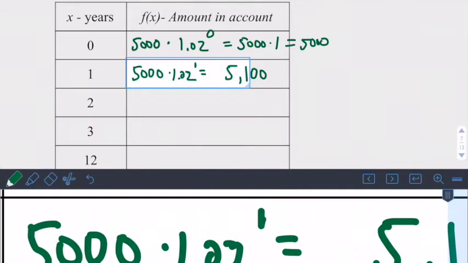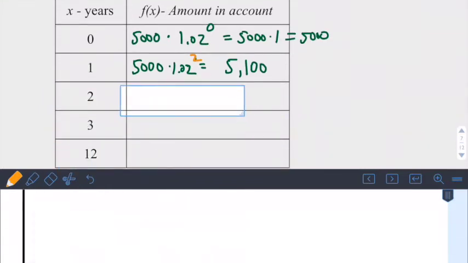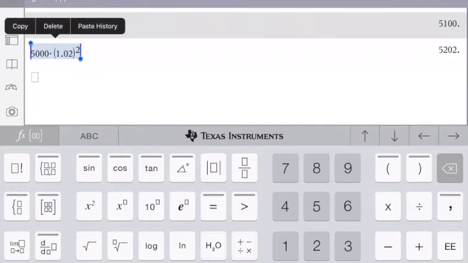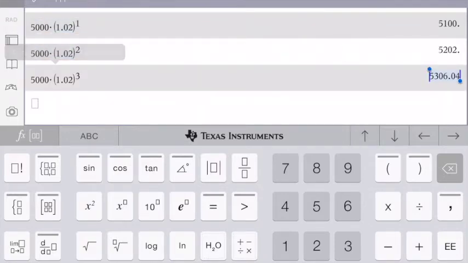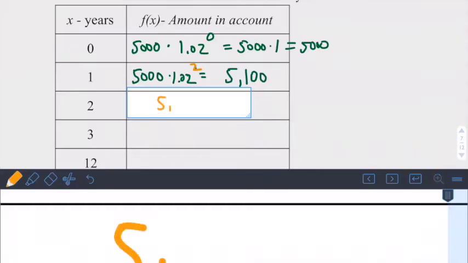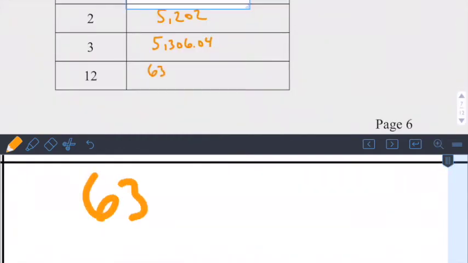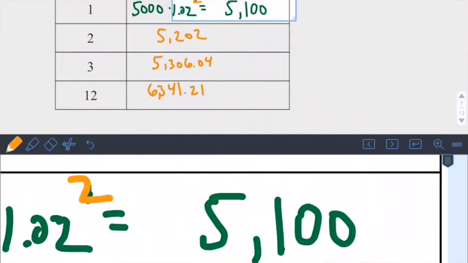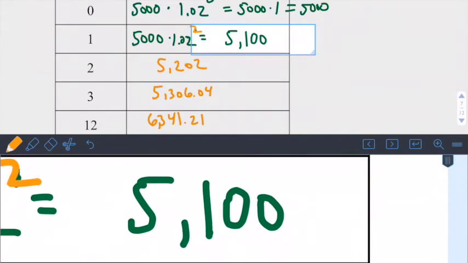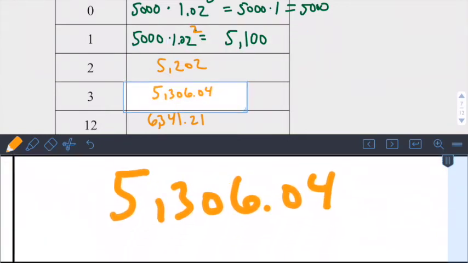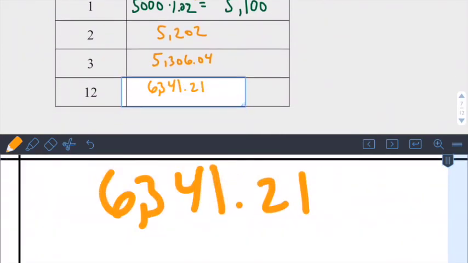Okay, then we'll look at 2 years. So all I'm going to do is make this 2. And I'm going to keep doing that for 2, 3, and 12. Let me get all of these values. So you can see the growth. At first we gained $100, then we gained $102, then we kept gaining little bits at a time, and now it started to really grow exponentially.